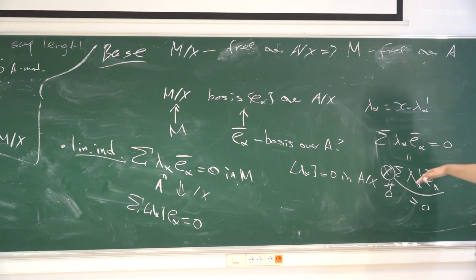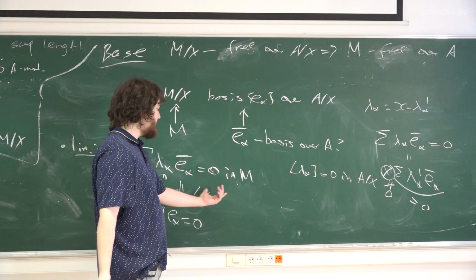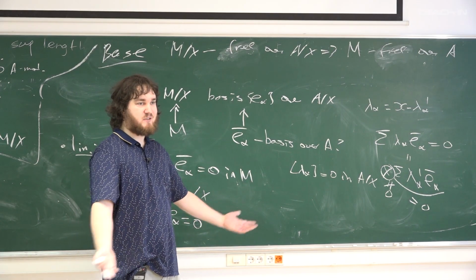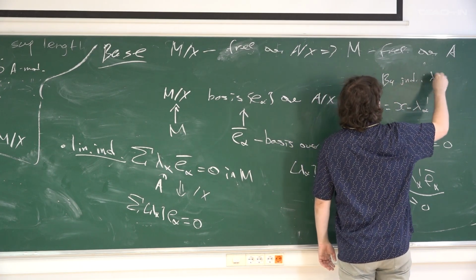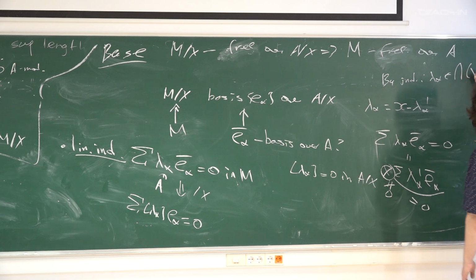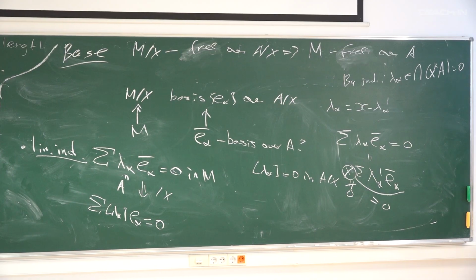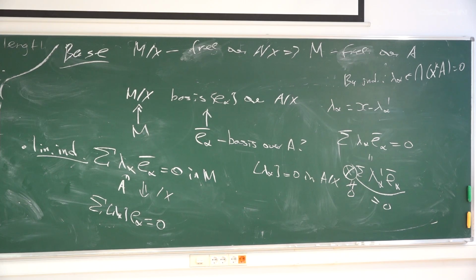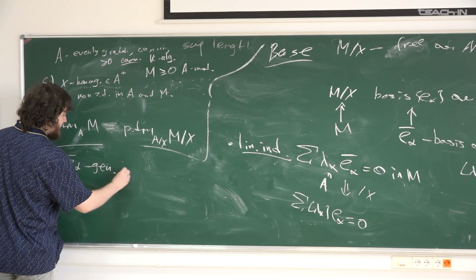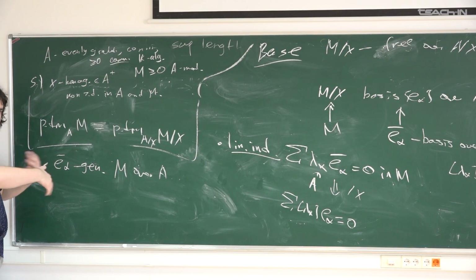And I can do this again, and so on and so on, and I obtain that my coefficients are infinitely divided by some homogeneous element. It's impossible in a positively graded module. So by induction, L alpha lies in the intersection of all x^k A. No, this is 0. So okay, it's a linear dependence, and why do they generate M over A? You can prove this by induction on dimension.